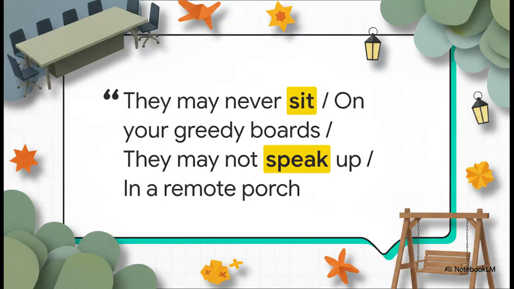She continues to peel back the layers of how society tends to shut these individuals out. She writes, "They may never sit on your greedy boards. They may not speak up in a remote porch." What she's pointing out here is that outliers are so often excluded from traditional positions of power or corporate influence. They aren't the ones sitting in the boardroom making those predictable and frankly often greedy decisions that govern the masses.